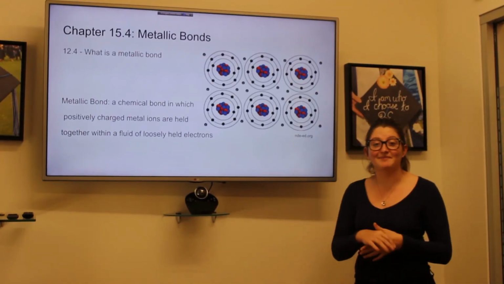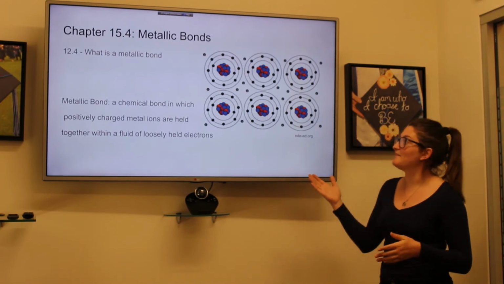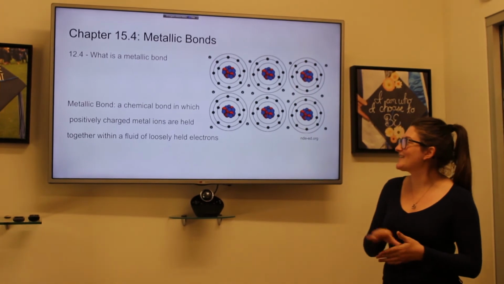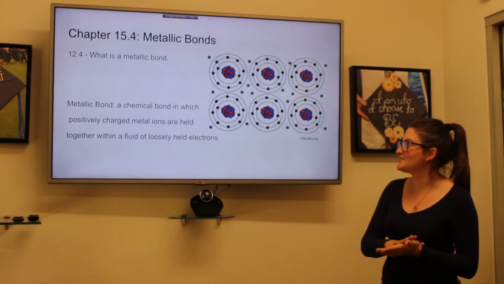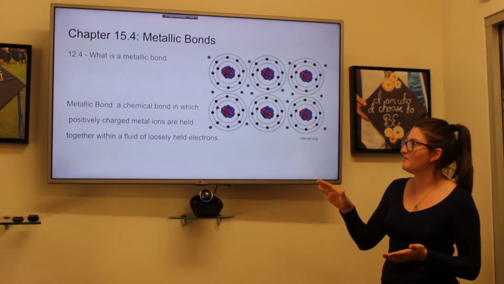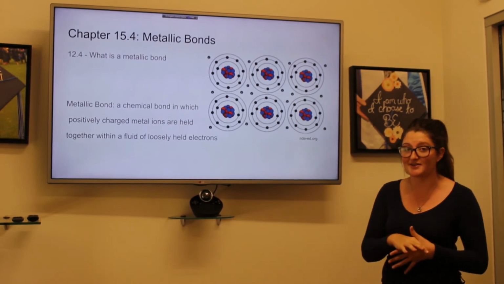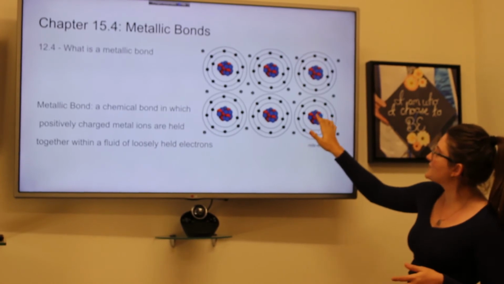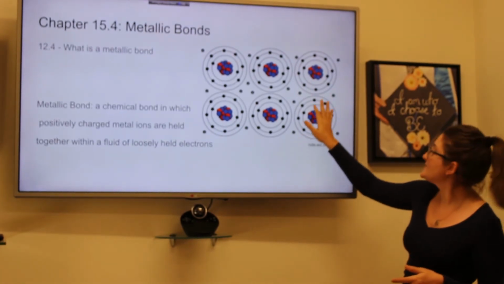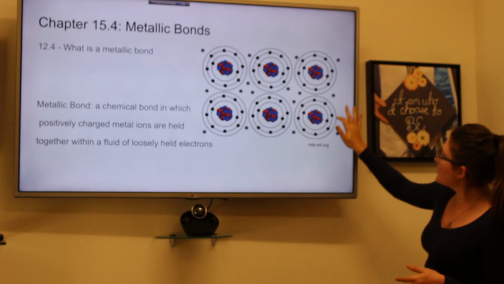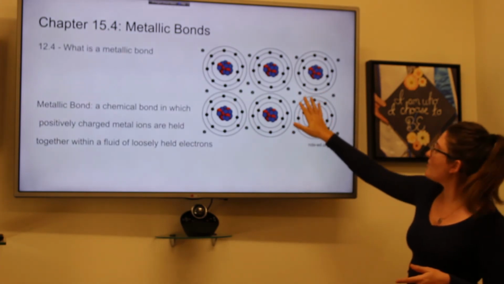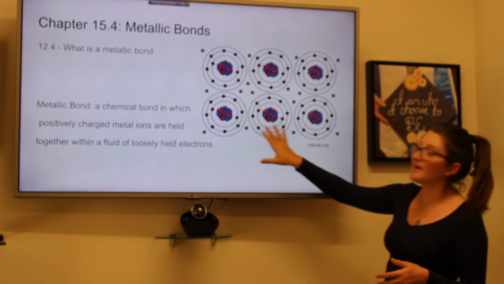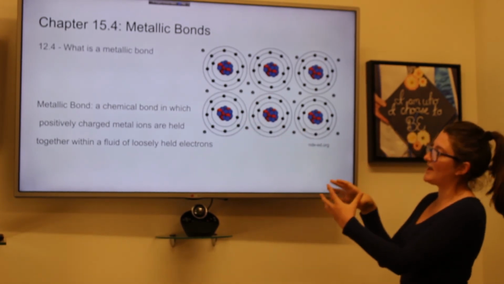Now that we know how ionic bonds form, let's talk about metallic bonds. So what is a metallic bond? A metallic bond is a chemical bond in which positively charged metal ions are held together with a fluid of loosely held electrons. So here we have the positively charged metal elements. Notice their valence shells are empty because they're all sharing, giving up, and taking this sea of electrons, which holds them together.